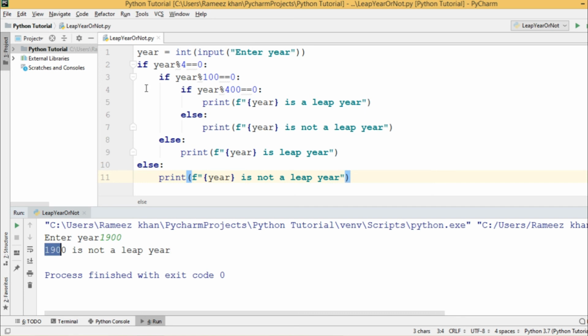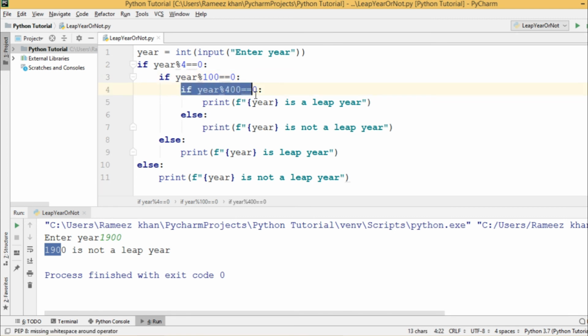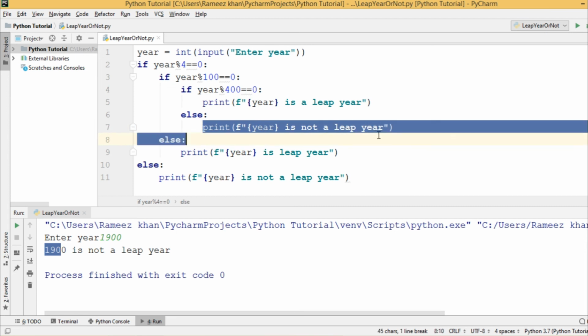because first it is divisible by 4. This statement is true. Then it is also divisible by 100, means this is a century year. This statement is true, but it is not completely divisible by 400. That's why this is not a leap year.